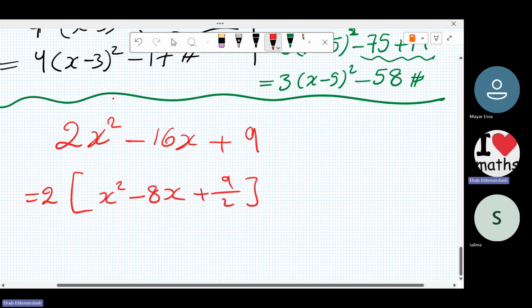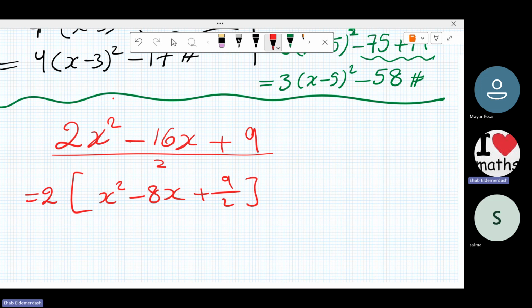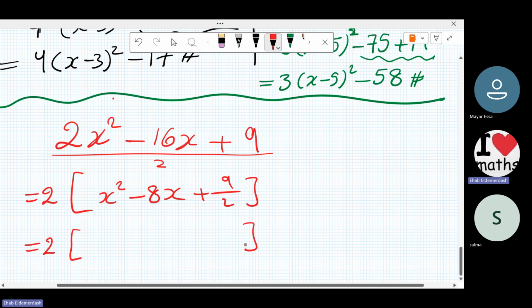Don't forget, once I'm taking the 2 outside, it's like I'm dividing all the equation by 2. All the expression. So we took it outside as the 2. We divided everything by 2. Here, what will be after? 2, I will keep it. The bracket, I will keep it. Here, I will work normally as we agreed. Minus 4 squared minus 16 plus 9 over 2, which is the same. I just worked on this 2 term, x minus 4, all part 2 minus 16.